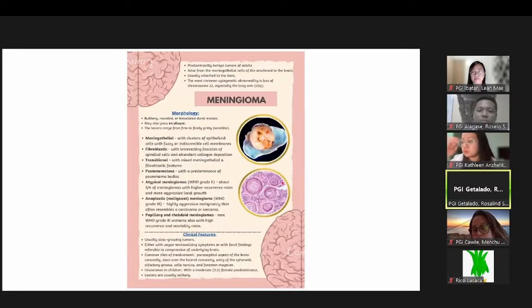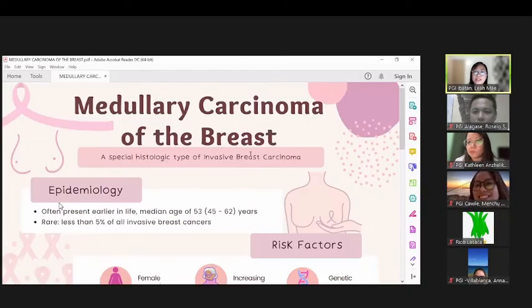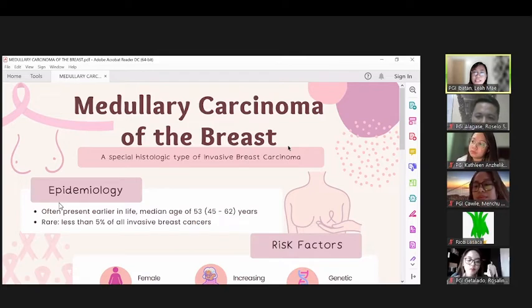So for the whole poster, this is the whole infographic. Medullary carcinoma of the breast is a special histologic type of invasive breast carcinoma. In general, carcinoma of the breast can be in situ or invasive. For the invasive, there is also the no special type, which is the typical ductal carcinoma, and this one is one of the special histologic types of invasive breast carcinoma.